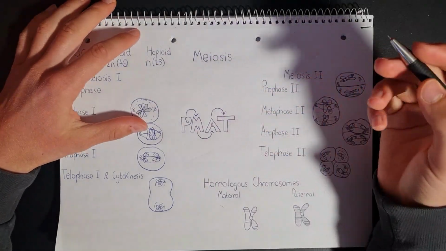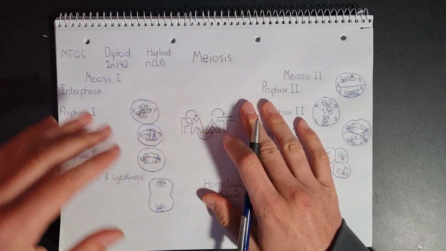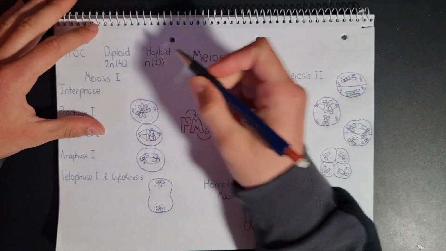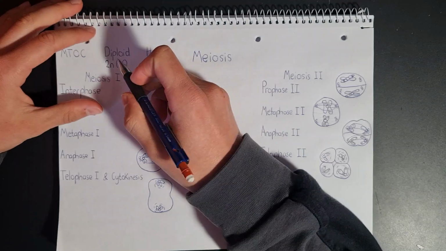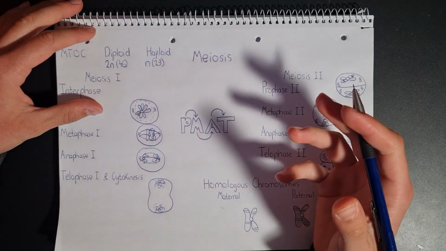In today's video, we're going to be taking a look at meiosis for A-level biology. Now, before we jump in, let's quickly take a look at what diploid and what haploid means. So firstly, ploidy refers to the number of sets of chromosomes that an organism has.